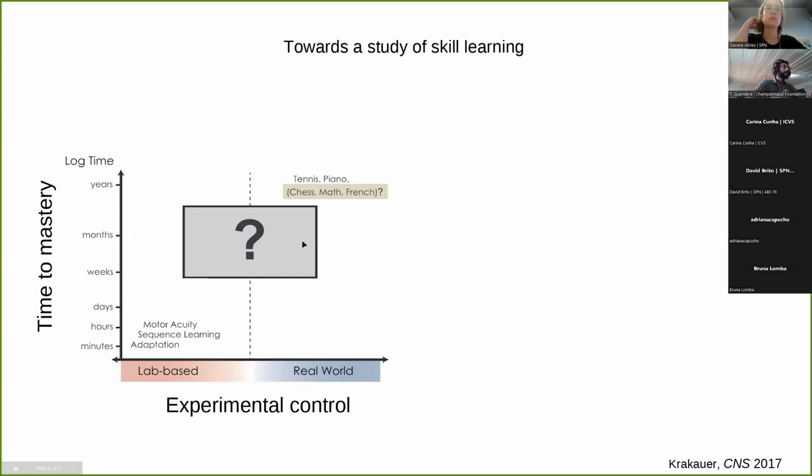So the question that we pose is, is there a middle term? Is there something in between, where we could leverage the tools of psychophysics to study it, while at the same time retaining the importance that complex tasks have?